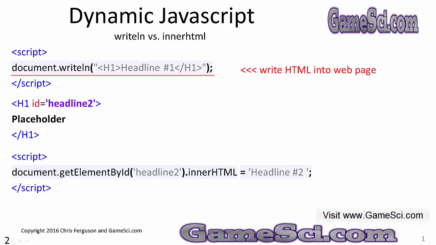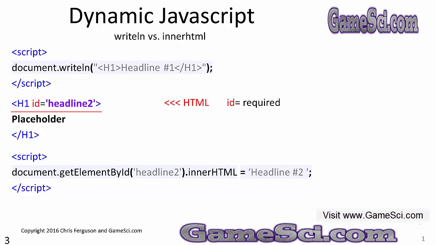First up is document.writeLine. Go to the document object and execute its writeLine method. Write this HTML into the web page. Wherever this set of script tags and document.writeLine exist, the headline number 1 will show up on the screen. It's big bold headline font. That is one way to dynamically write HTML to a web page.